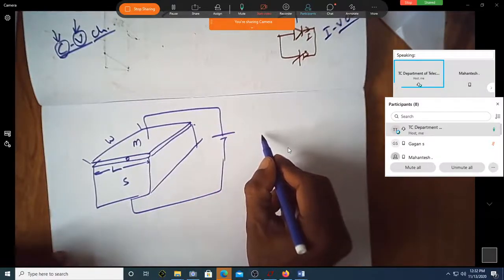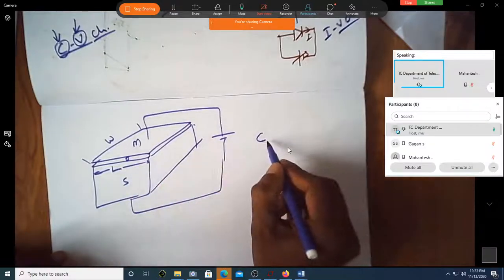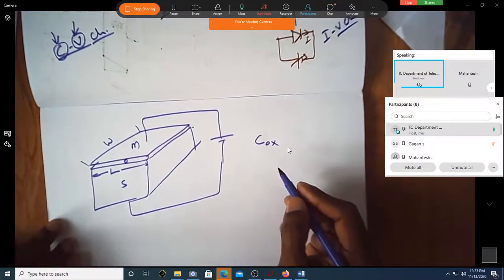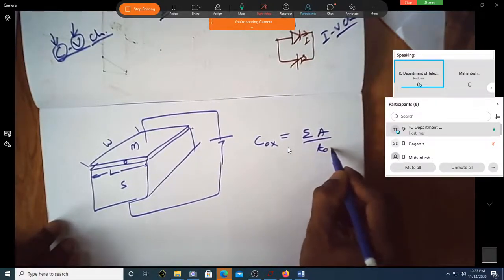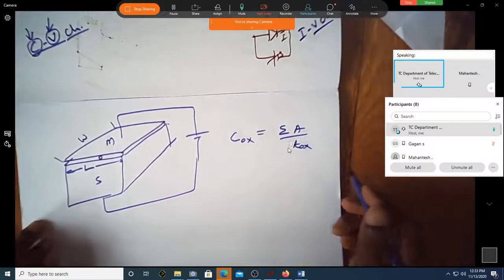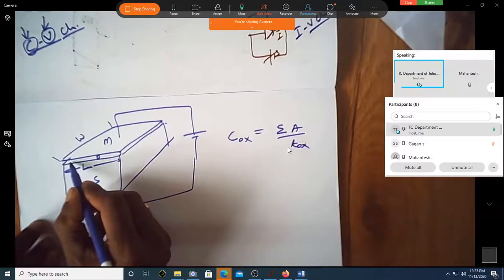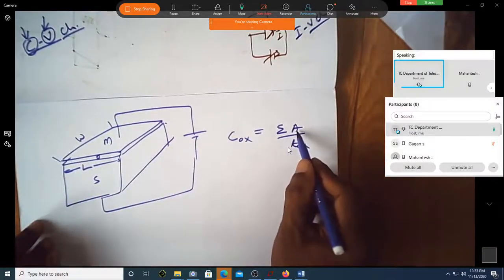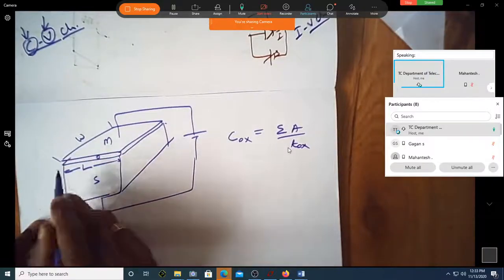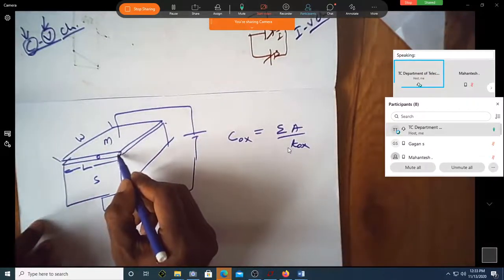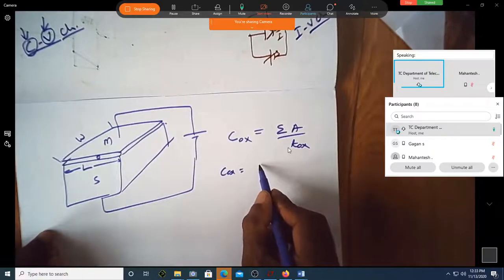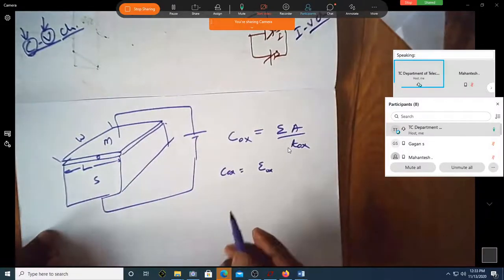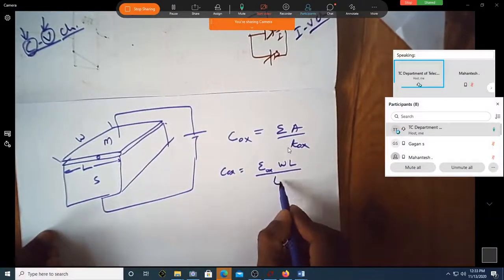Shall we have a capacitance due to this oxide? Shall we call it COX, the oxide capacitance, equal to epsilon A by Tox? Epsilon is the dielectric constant of the material, A is the area of the plate, that is length multiplied by width, and Tox is the separation, that is the thickness of the oxide layer. So COX is equal to epsilon of the oxide, which can be SiO2, hafnium oxide, anything, times W into L divided by Tox.